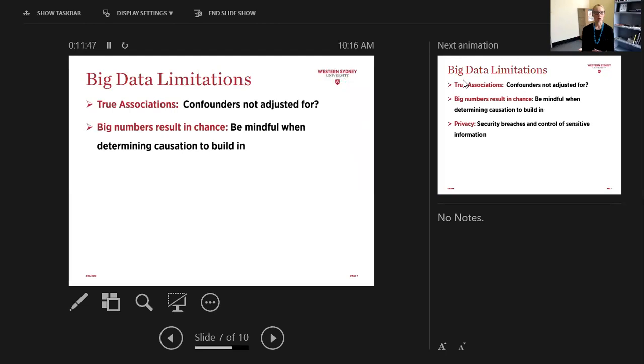Big numbers, probability, statistics mean that you can just have a chance finding, and it's important to be mindful of this as well. Continue to put in place restrictions and adjustment in your statistical analysis for this, because big numbers do result in that 1% probability of chance. So when you're looking at health issues, it's important to remember this as well.